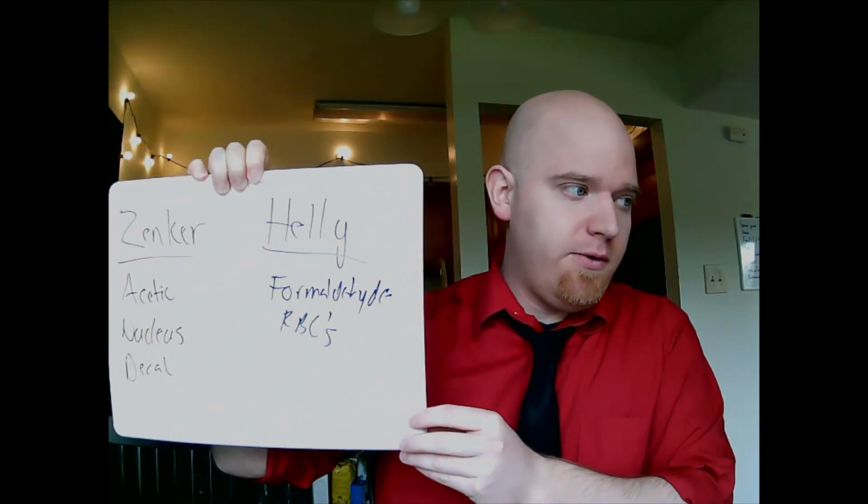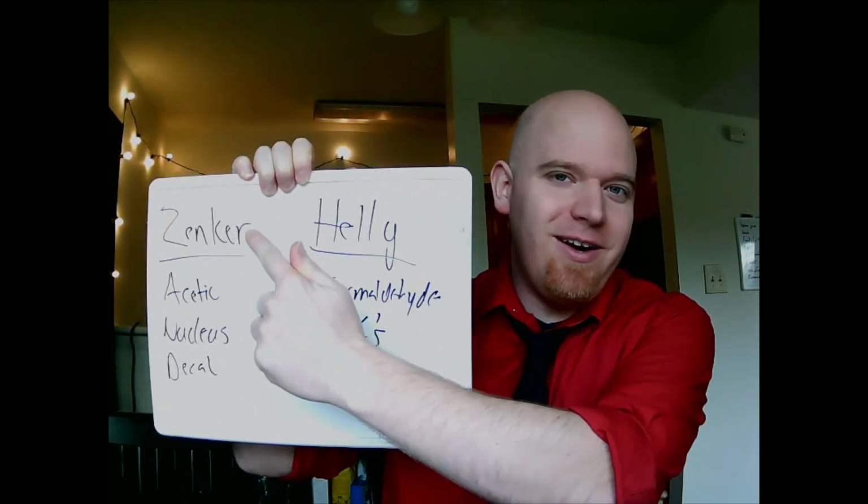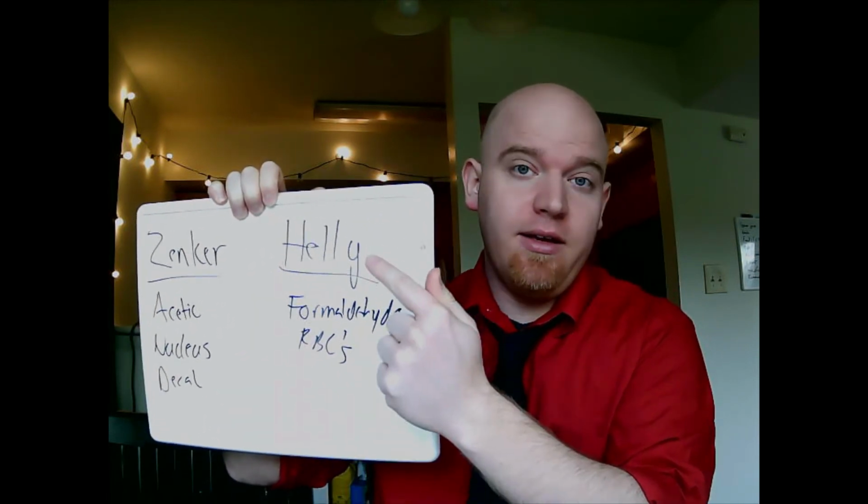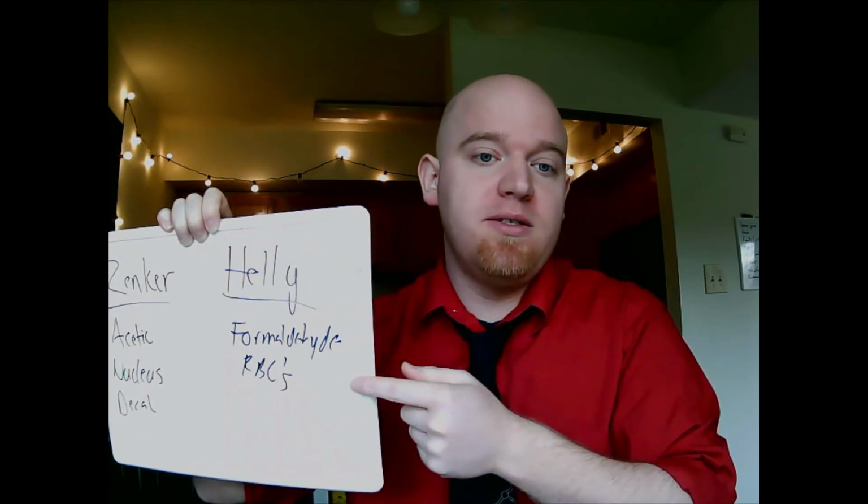So let's just go back over it. Zenker has the acetic acid. It's better for nuclear staining. It can do some decal. Helly has formaldehyde and it preserves red blood cells.